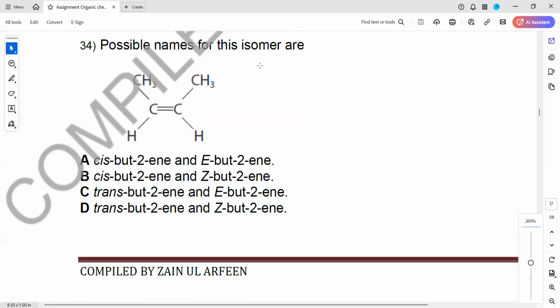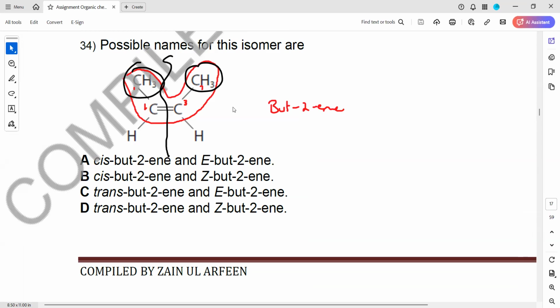In question 34, for the possible name of this isomer, first we select the longest carbon chain. So this is our longest carbon chain. 4 carbon atoms are there. And the second carbon has a double bond. So it is butene. But which butene? When we check the heavy groups, the orientation of the heavy groups, they are on the same side. If identical heavy groups are there, we can say cis or we can also say Z. So we can say cis-butene or Z-butene. So B should be the right answer.